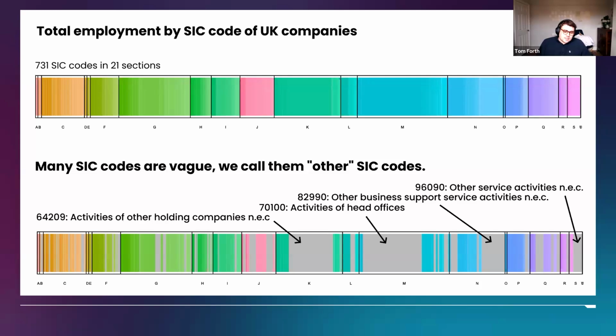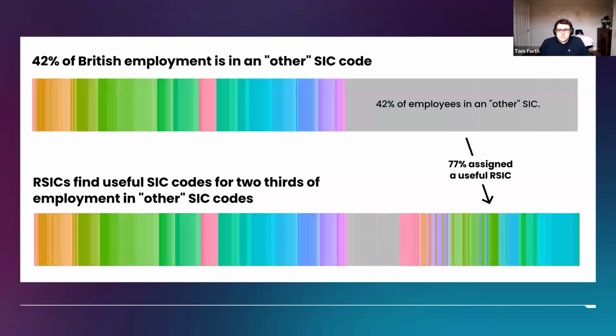And in the lower graph here, what I've done is I've just grayed out all of the SIC codes that are other SIC codes. SIC codes like activities of other holding companies not elsewhere classified, activities of head offices, other business support services, other service activities not elsewhere classified. And what we see is that 42% of employees in the private sector in Britain are working for a company which has an other SIC code. We just don't know what they do. There's some sort of other business services or activities of head office.